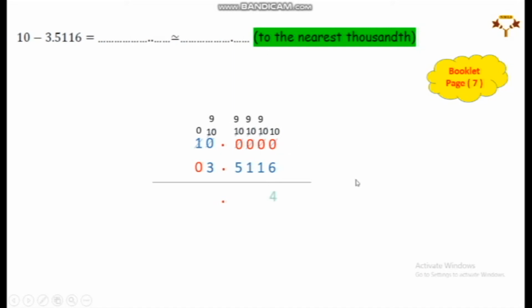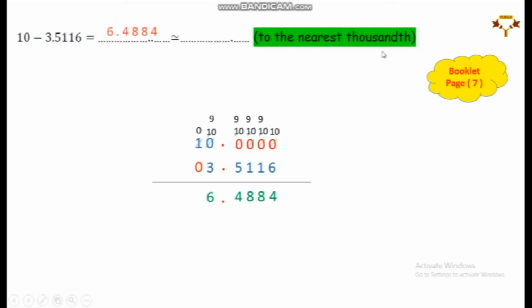Now 10 minus 6 equals 4, 9 minus 1 equals 8, 9 minus 1 equals 8, 9 minus 5 equals 4, and 9 minus 3 equals 6. So the answer here is 6.4884. Okay, now what will you do?